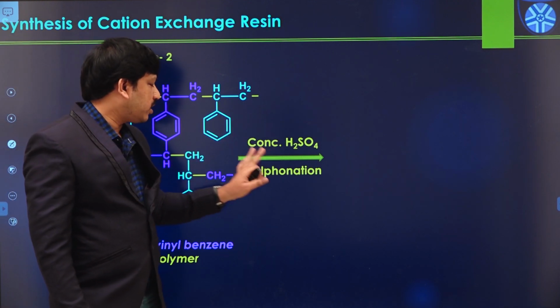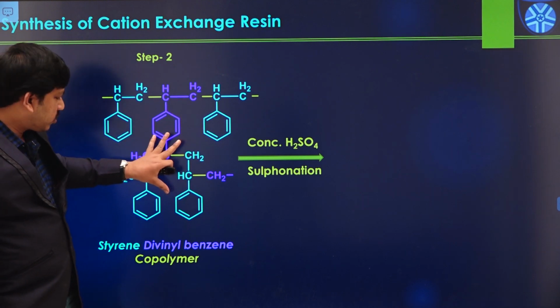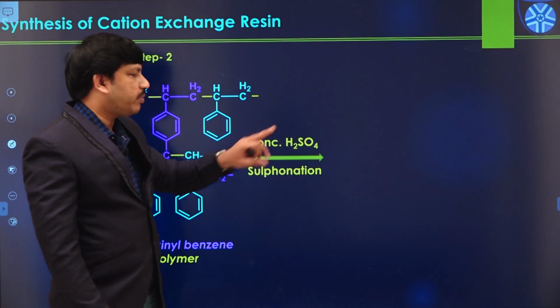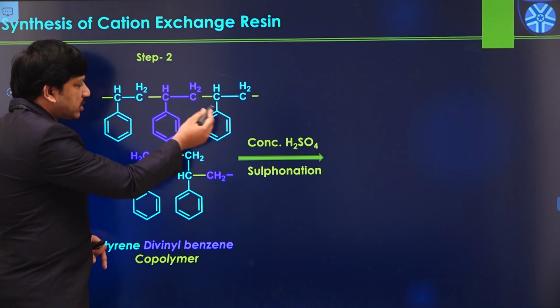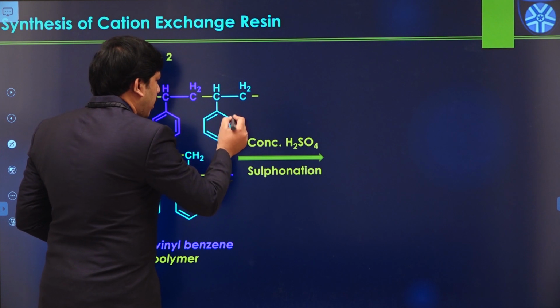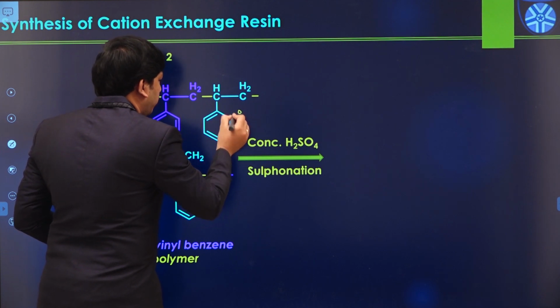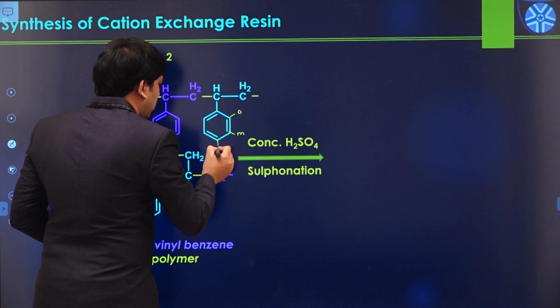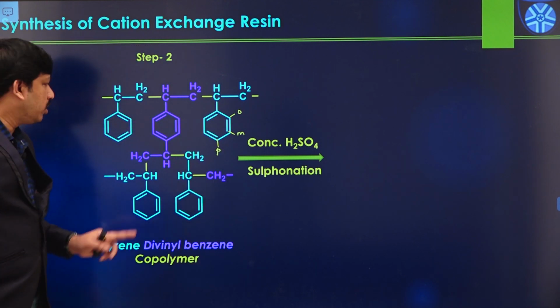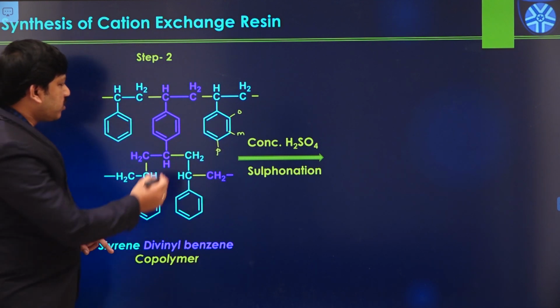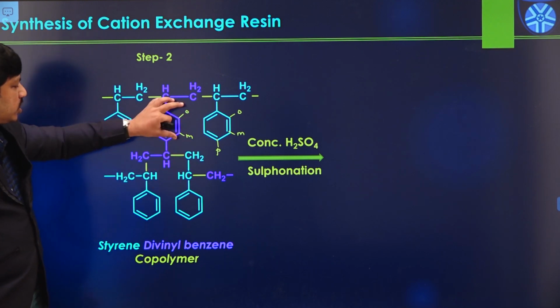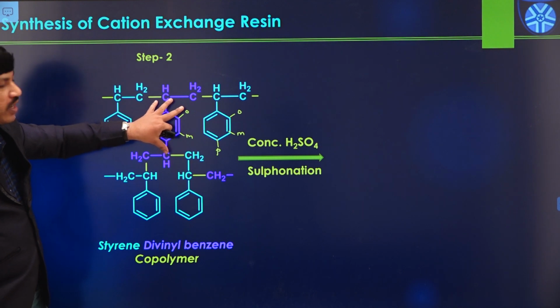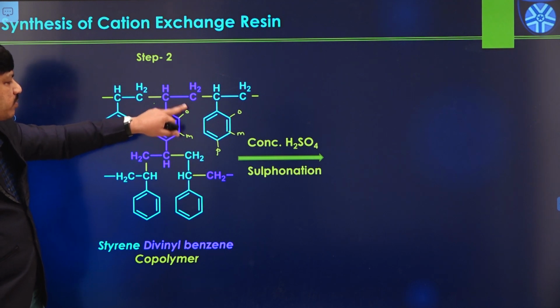So let us assume this copolymer undergoes sulfonation in the presence of sulfuric acid. If you see this structure, the molecule has 3 different positions: this is the ortho position, this is the meta position, and this is the para position. But in divinyl benzene, even though there is one ortho and meta position, this is a highly hindered position. So the new group cannot go to this place or this place.